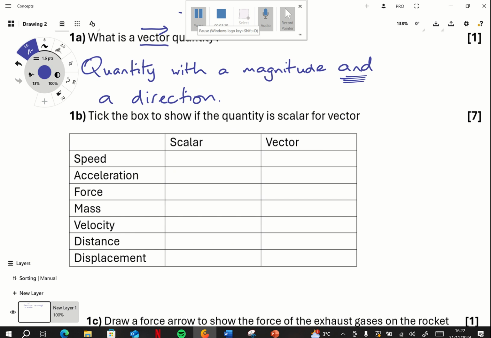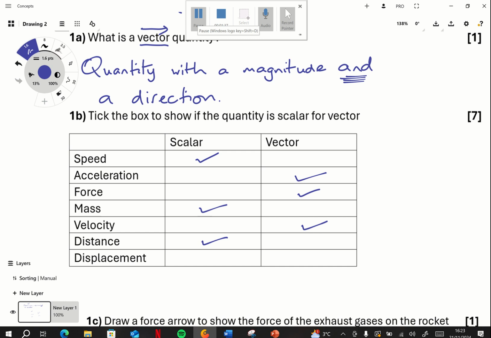a scalar, it has just a size, or a vector, it has a size and a direction. So speed is a scalar, acceleration is a vector, force is a vector. We spent ages remembering that weight is a force, and we can include a direction for that. Mass is a scalar, velocity is speed with a direction, so that's a vector.